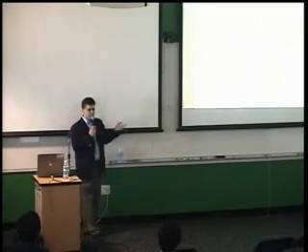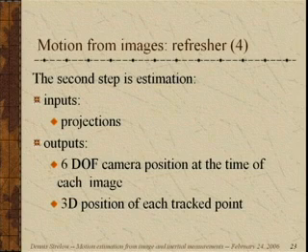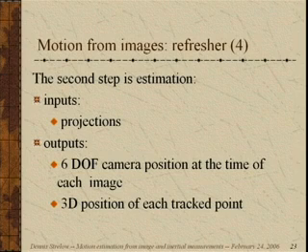Okay, so the second step in that motion from images paradigm is the estimation part. So the input, of course, is the output from the tracking phase, which are these projections or tracking data. And the outputs are the 6-degree freedom camera position at the time of each image and the 3-dimensional position of each track point.